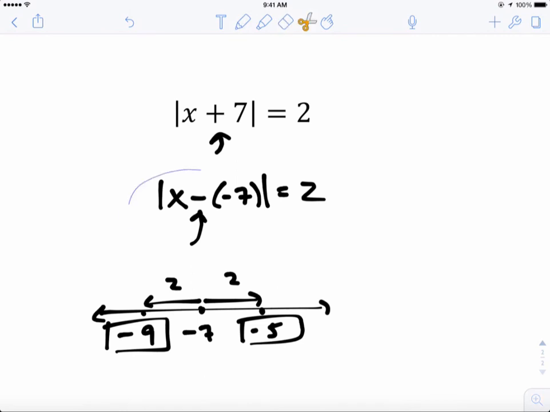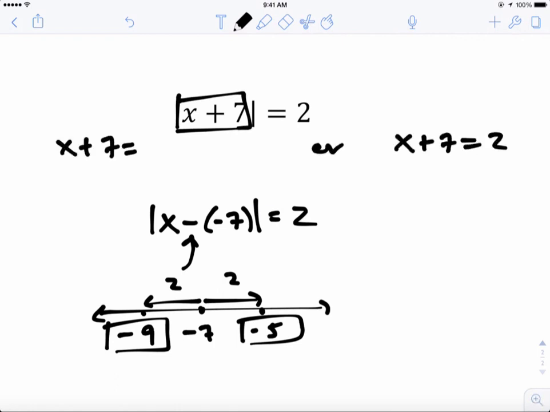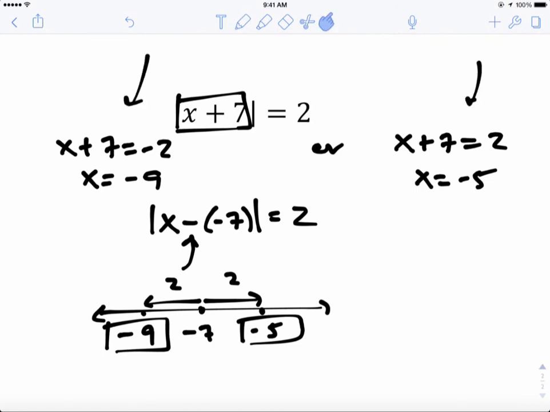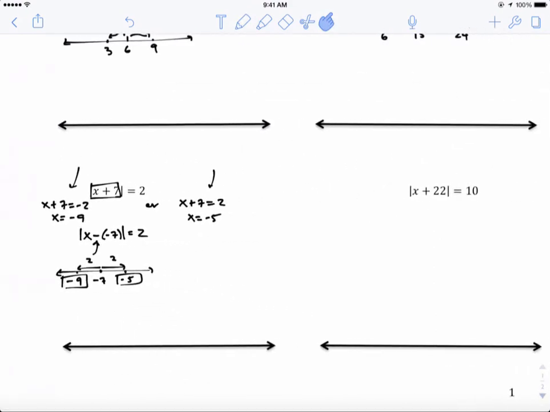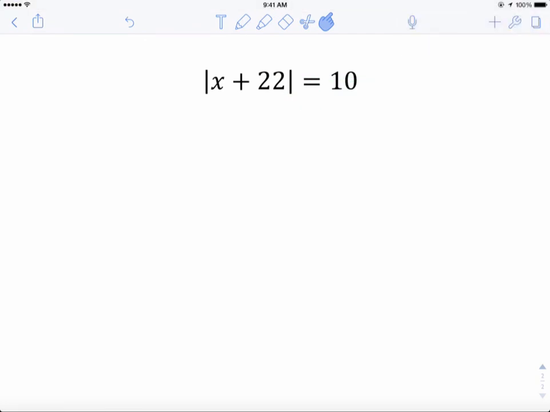Similarly, you can think about it as saying, well, x plus 7, whatever number this is, its absolute value is 2. So that number x plus 7 has to either equal 2 or equal negative 2. In which case, once again, we get the same solutions, x equals negative 9 or x equals negative 5. So we're using both intuition and some more formal algebra to solve this equation. Last one, maybe you want to pause the video and give this one a try on your own. Try to solve the absolute value of x plus 22 equals 10. Why don't you try it? Pause the video and give it a try.